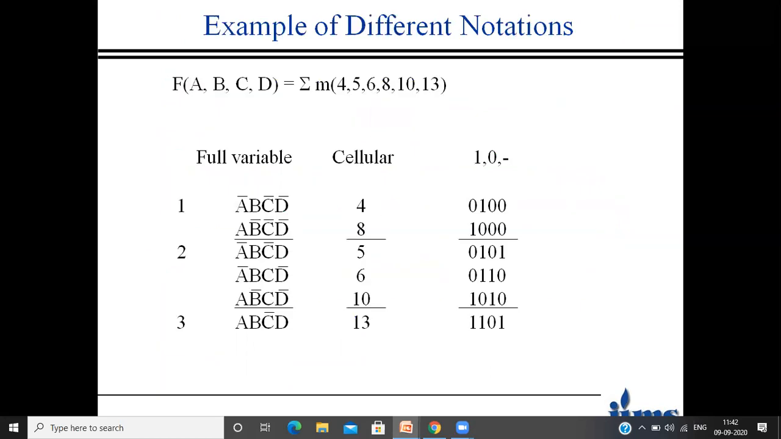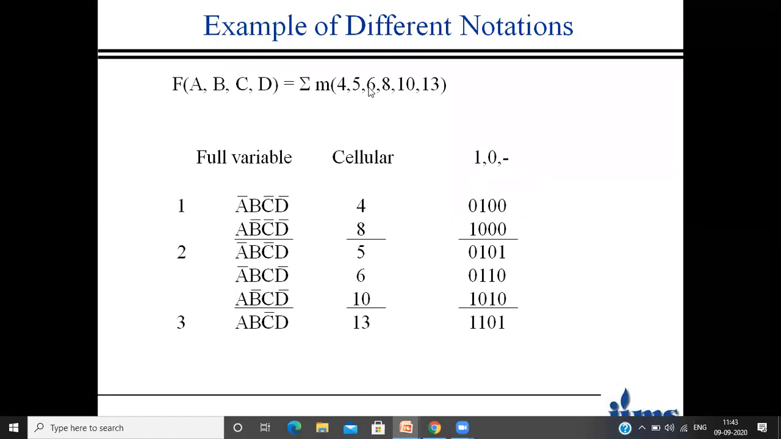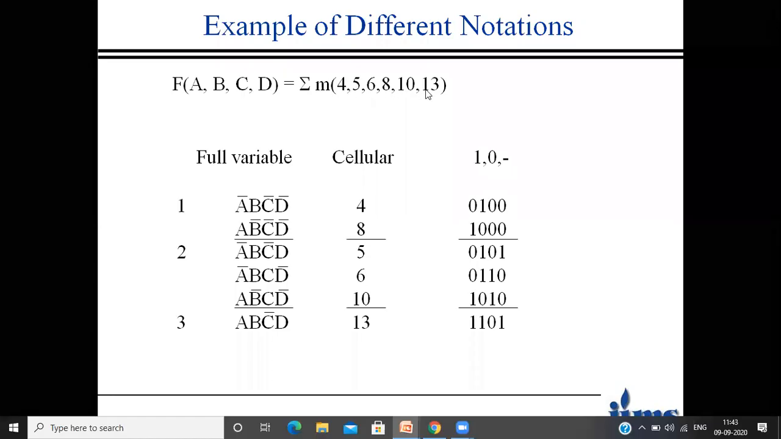So let us come to the example. Suppose we are given f of a, b, c, d, that is 4 input variables. This is defined by summation, means sum of products, 4, 5, 6, 8, 10, 13. So these are the input SOP terms. So 4 is nothing but 0, 1, 0, 0. That is 4. 8 is 1, 0, 0, 0.